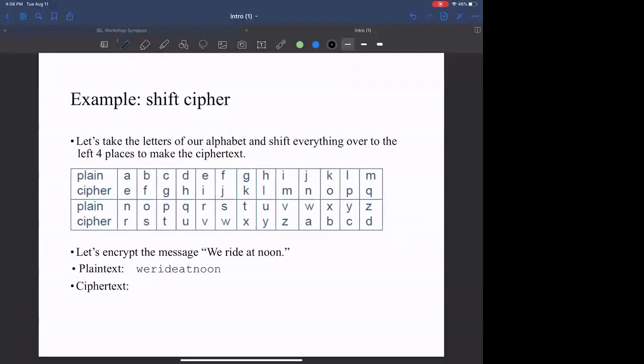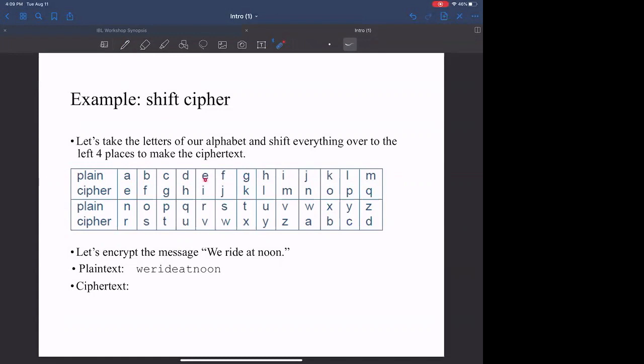All right, so another example of a cipher is what's called the shift cipher. And for the shift cipher, all we do is we take the letters of the alphabet, just as we know them, and shift everything over a certain number of spots. And how many spots we shift them is our key. So for example, right here, we have the whole alphabet written out normally. That's the top row. And then below, we have shifted everything over by 4 spots.